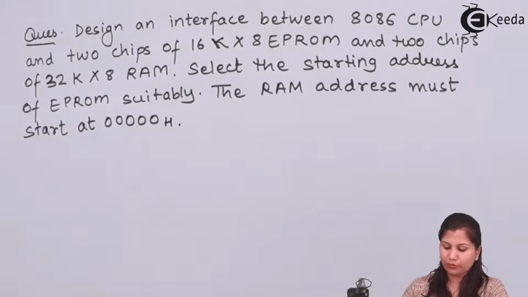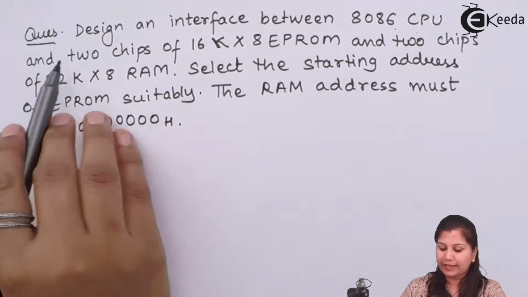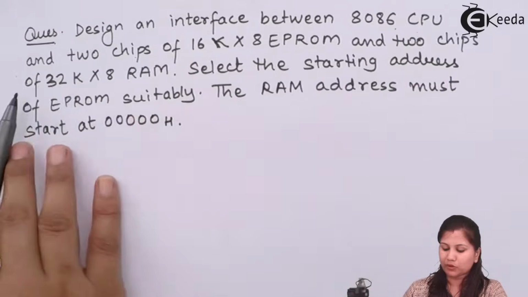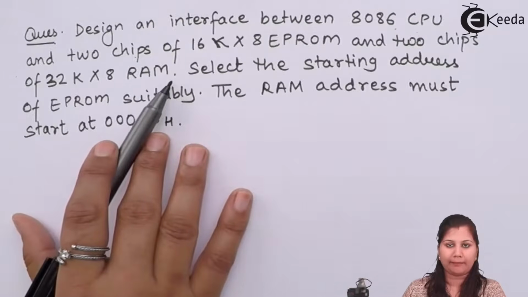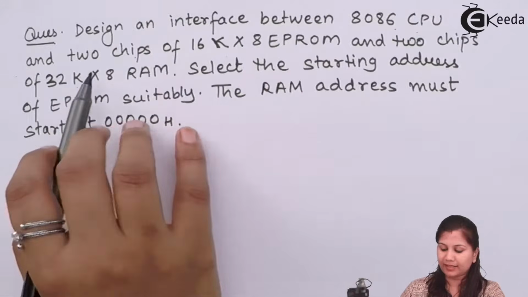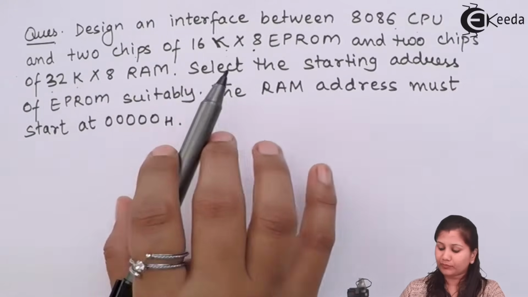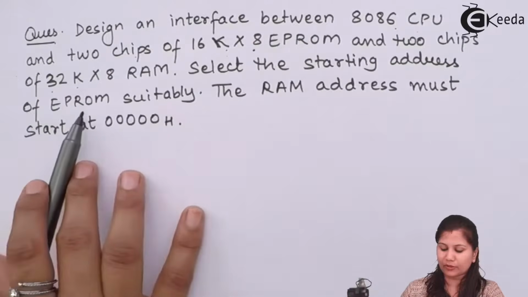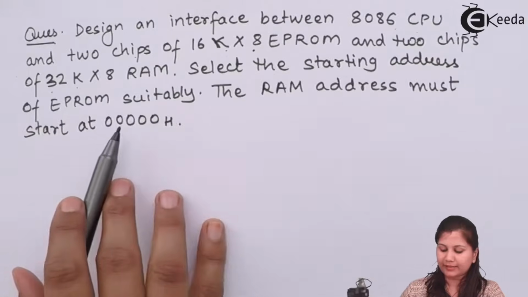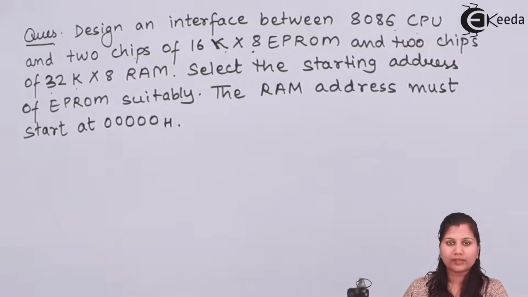Our problem is we have to design an interface between the 8086 microprocessor and two chips of 16K x 8 EPROM and two chips of 32K x 8 RAM. So there are two chips for ROM and two chips for RAM. Their sizes are given as 16K x 8 and 32K x 8. We have to select the starting address of the EPROM suitably. The RAM address must start at 00000H. So let us try to solve this problem.